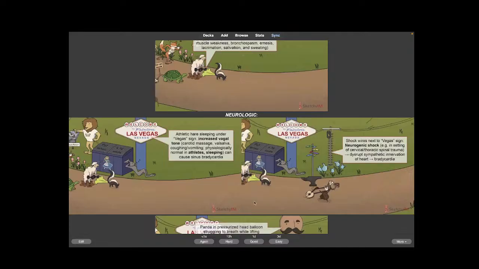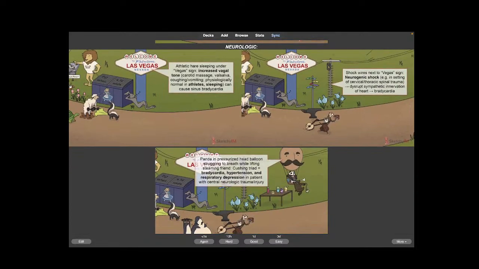Increased vagal tone. What is neurogenic shock? Cushing triad. That's what it meant.